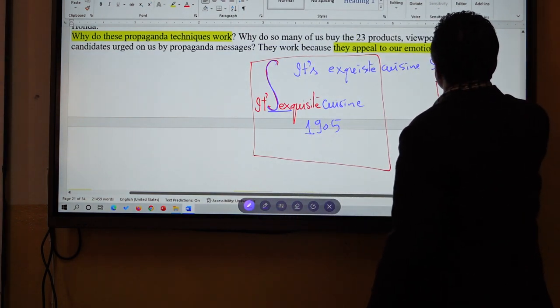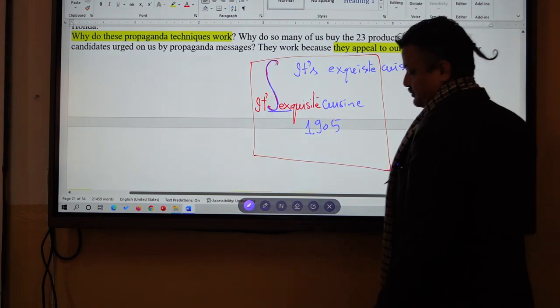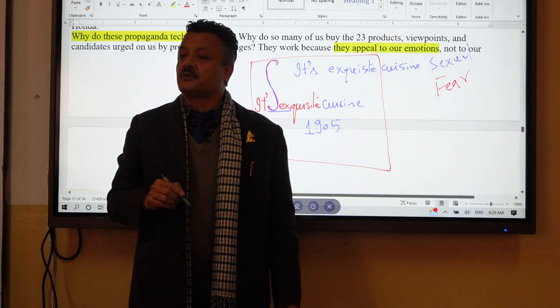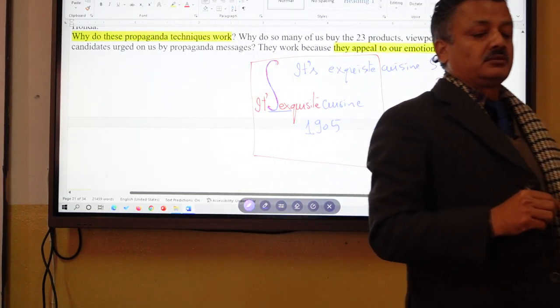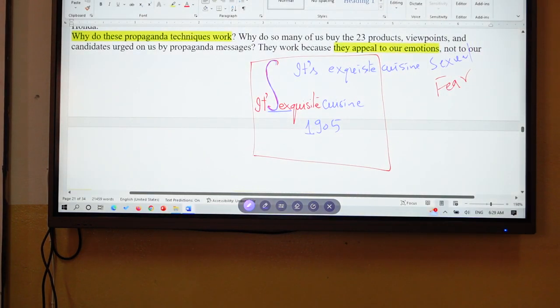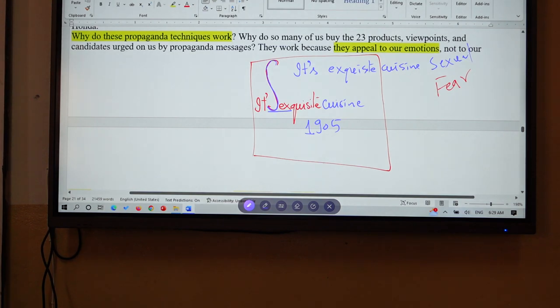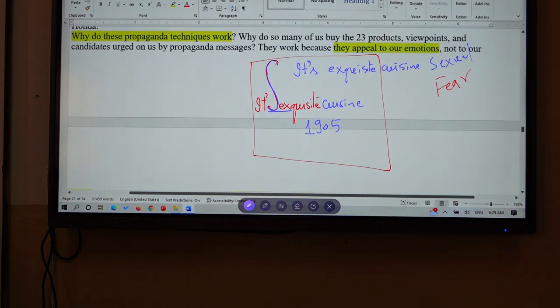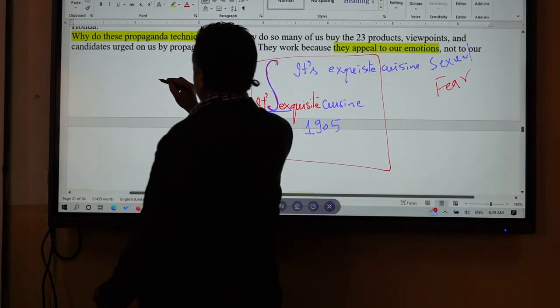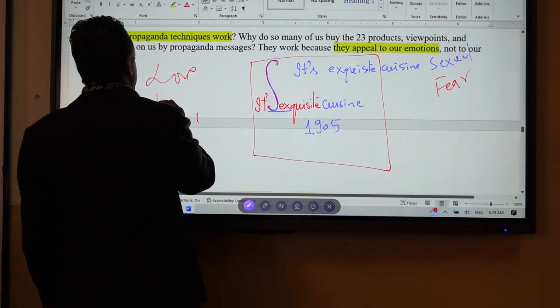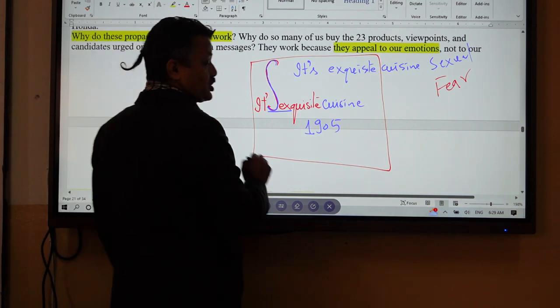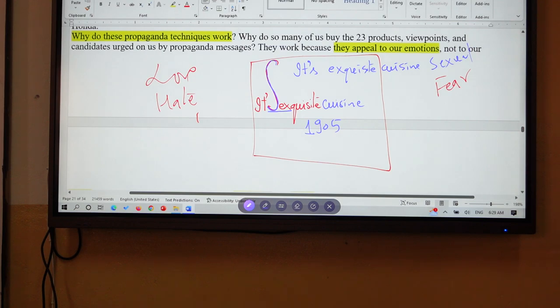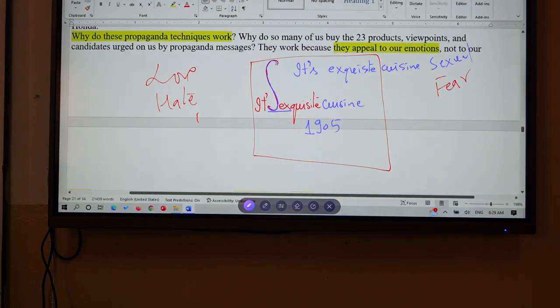Another emotion they use is the emotion of fear. Either they will use romantic emotions, sexual emotions, love emotions, or they will use emotions of hate and fear. Because, you know, love and hate, they are the strongest emotions we have. If you have seen or watched Shakespeare's play, Romeo and Juliet.